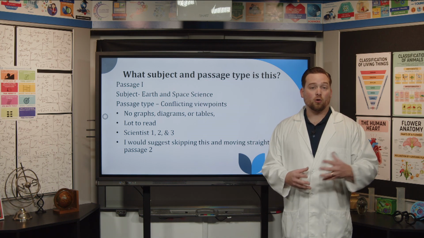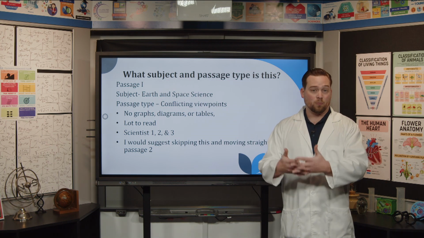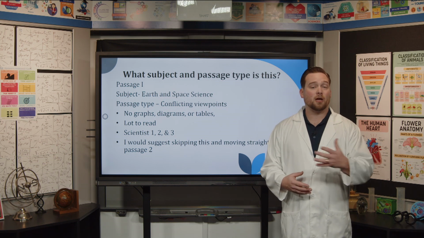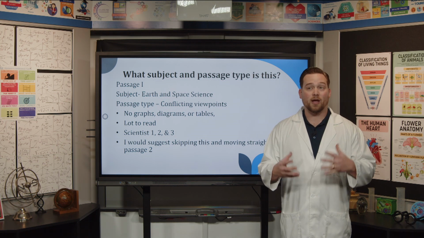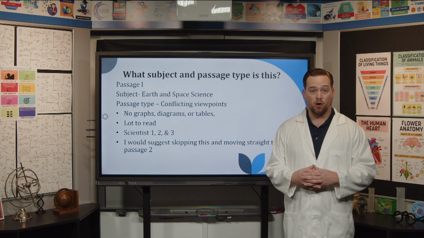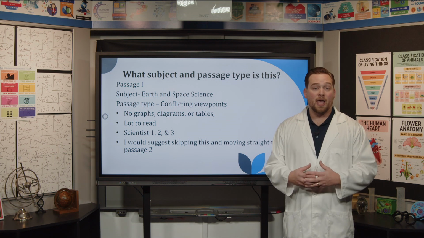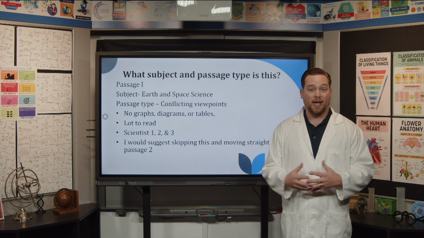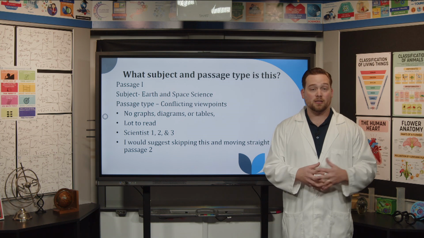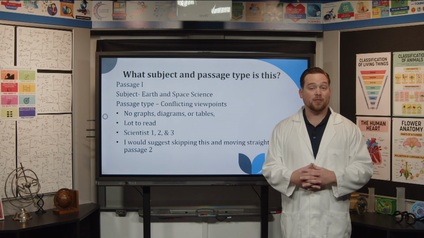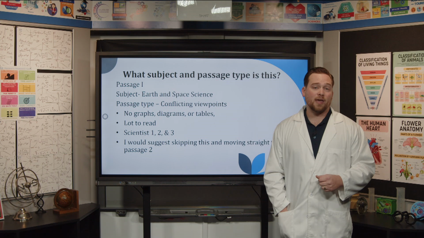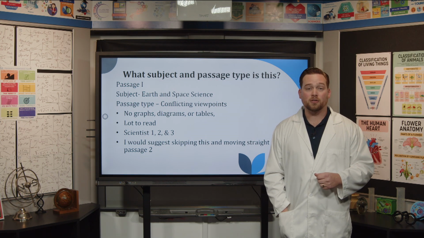Okay? Another way we could have identified the passage type here is that it's talking about those 3 different scientists and their explanation as to what's going on here. So again, I would suggest skipping this and maybe moving straight into passage 2 and then to come back to this one if you have time at the end of the test. Okay, so let's look at that next passage and see if we can do the same thing here.